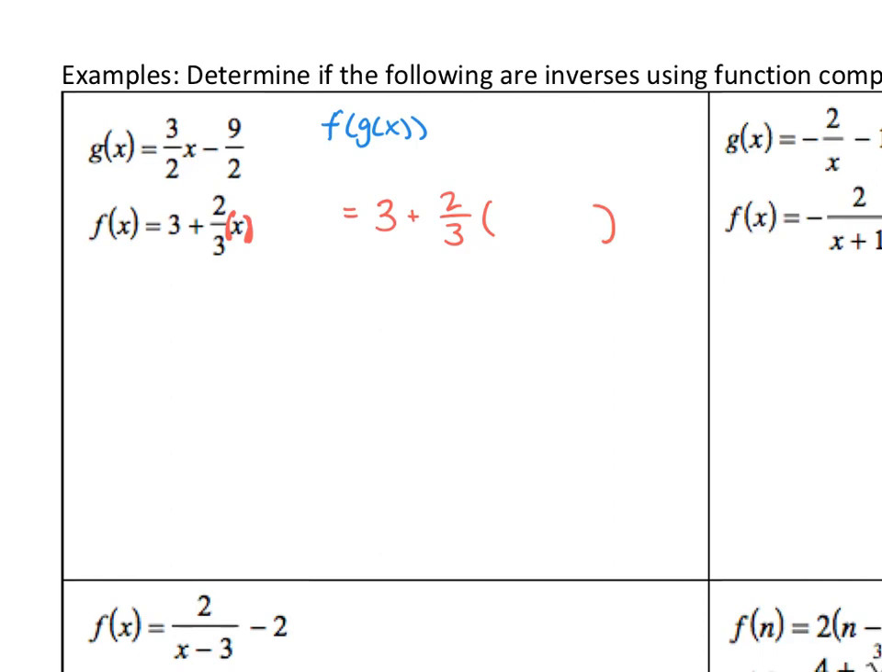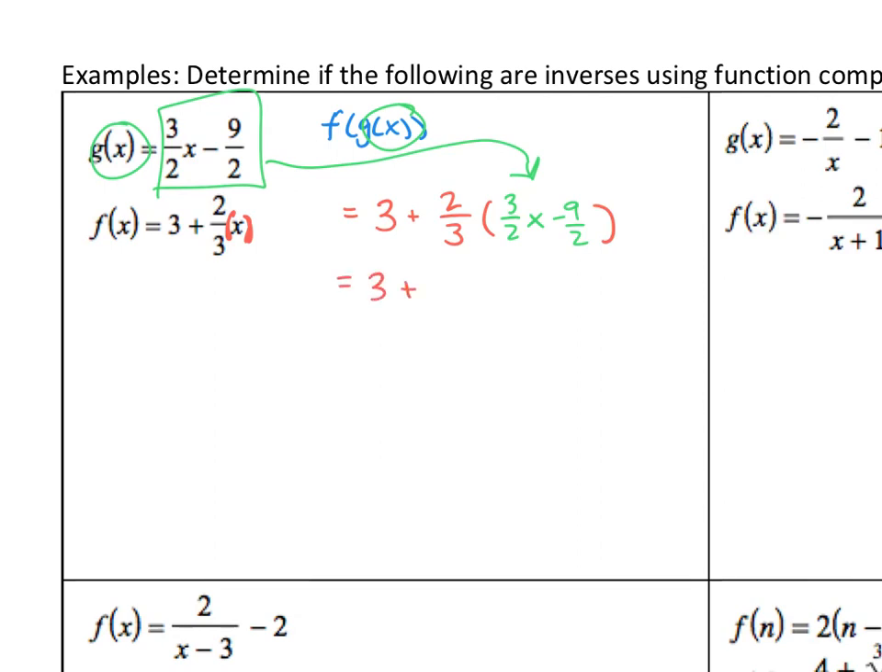Then I'm going to take whatever the other function is, which in our case is g of x, and put the expression for that in where my input normally is. So that would be 3/2 x minus 9/2. I actually think I'm doing it the backwards way from class, but this will also show you that it doesn't matter which way you go.